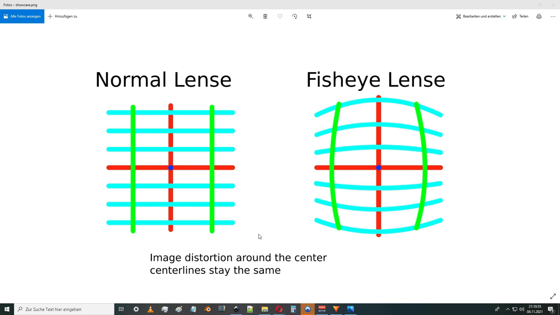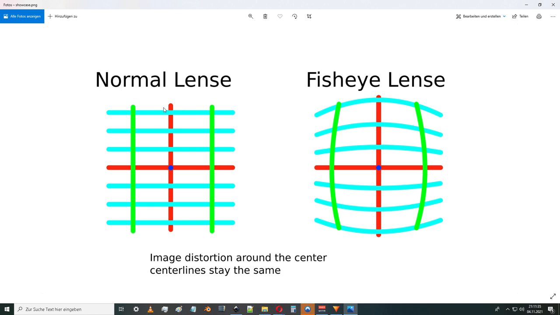Hey guys, today we're going to discuss fisheye lenses, what they do and roughly what they are, so you can spot a fisheye lens when you see an image and be informed about what they do. First off, let's look at the difference between a normal lens and a fisheye lens.